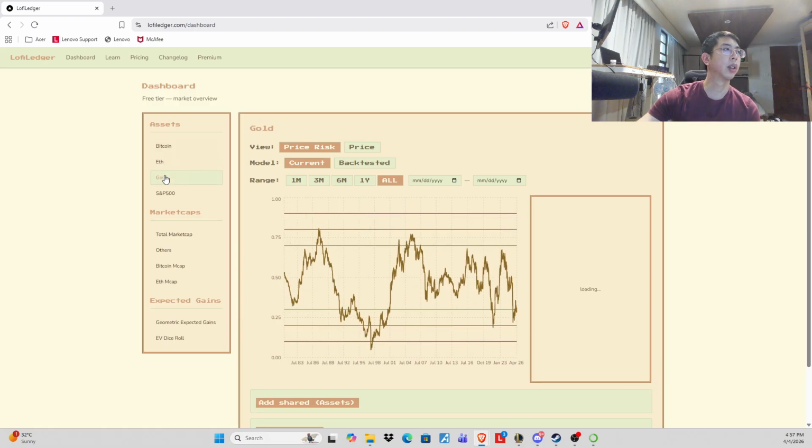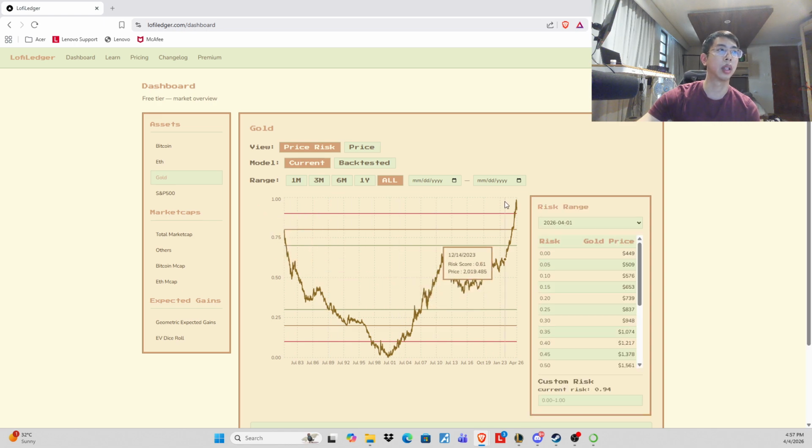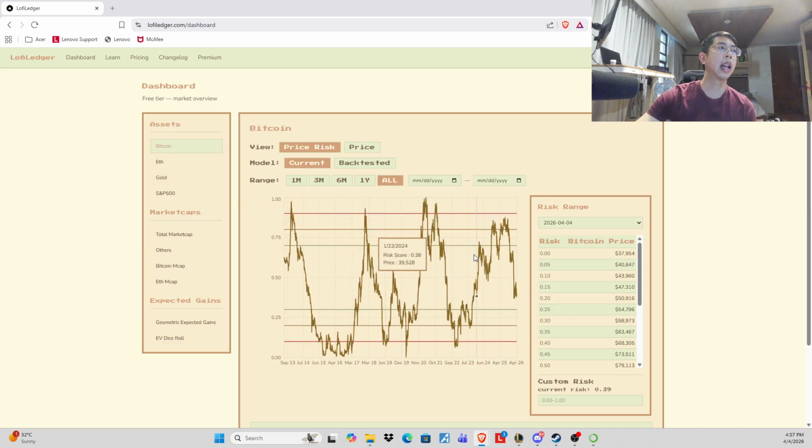So for different assets, for example, gold has been moving up a lot recently, and if you look at its risk, it has been pretty high. So risk basically gives us an idea of how an asset moves or where an asset is compared to its historical performance. If you want more information, I'll link the previous video in the description below, so you can watch that video and gain more context.